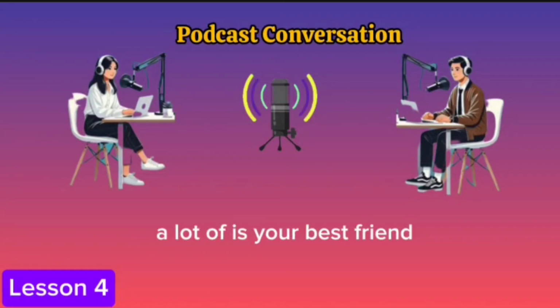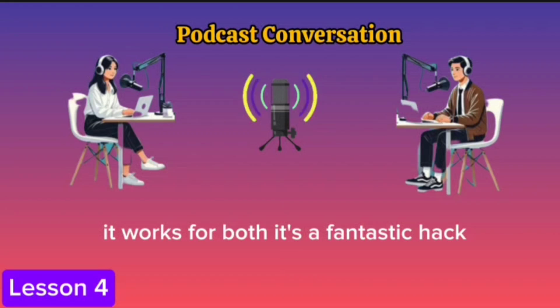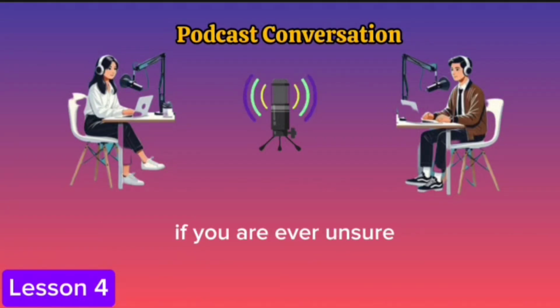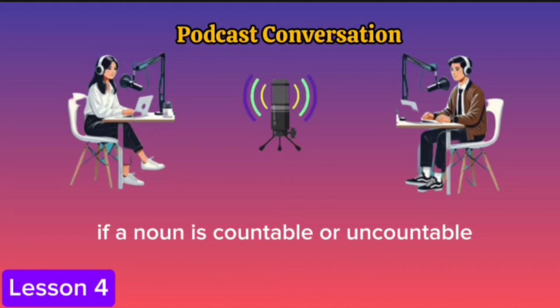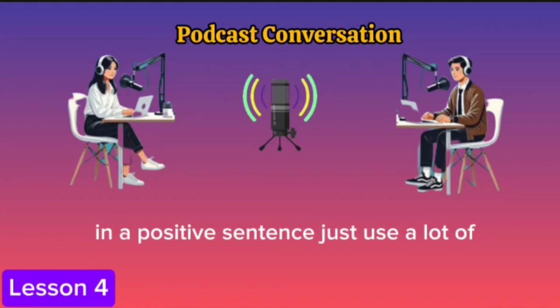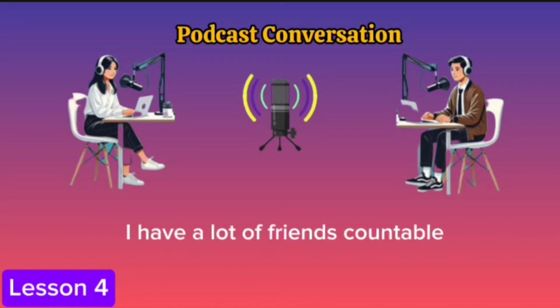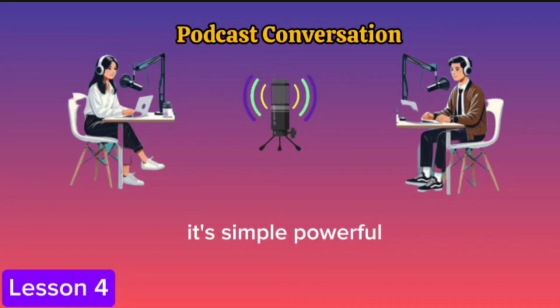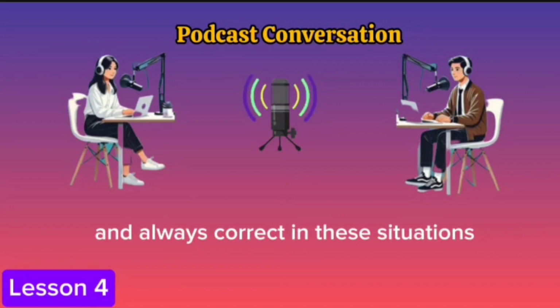So a lot of is your best friend. It works for both. It's a fantastic hack. If you are ever unsure if a noun is countable or uncountable in a positive sentence, just use a lot of. I have a lot of friends. Countable. I have a lot of time. Uncountable. It's simple, powerful, and always correct in these situations.